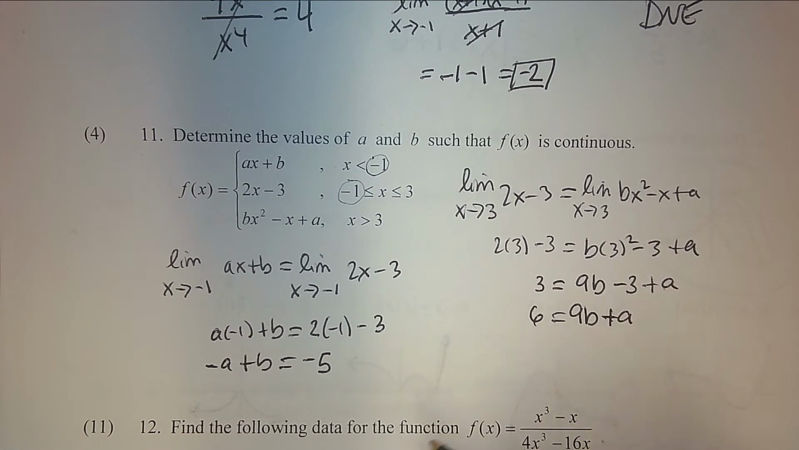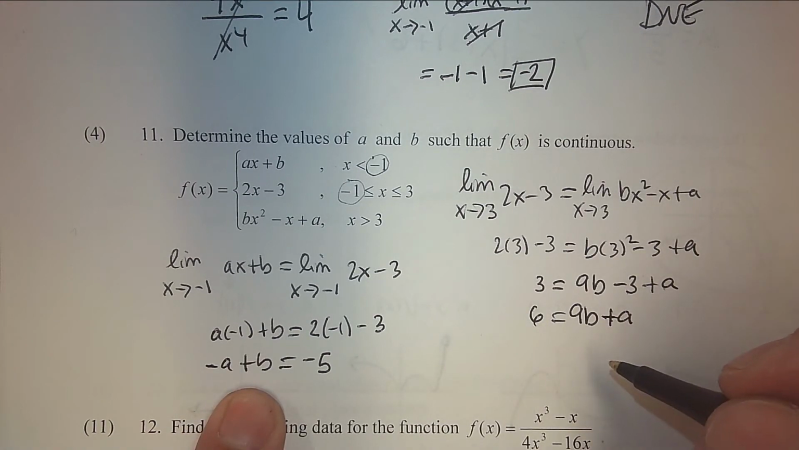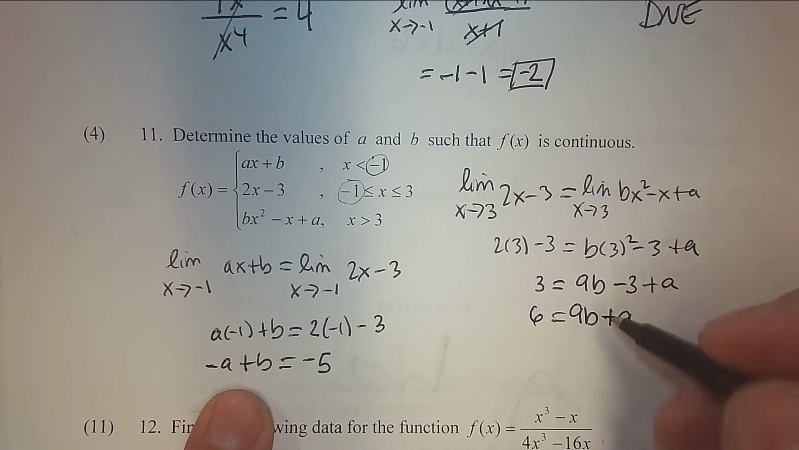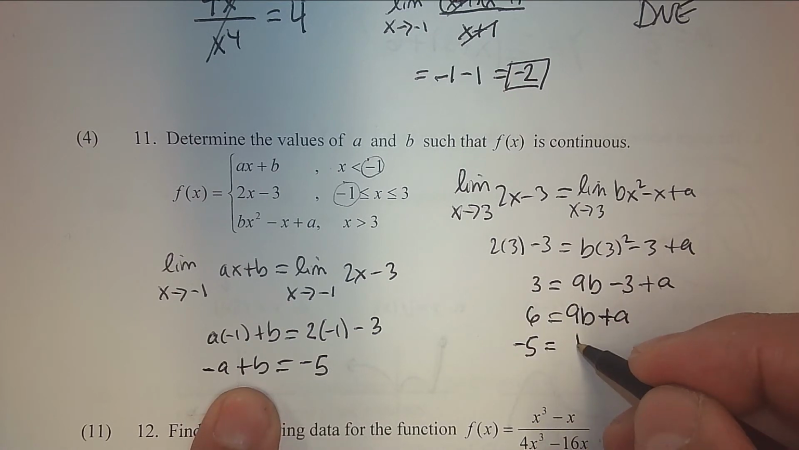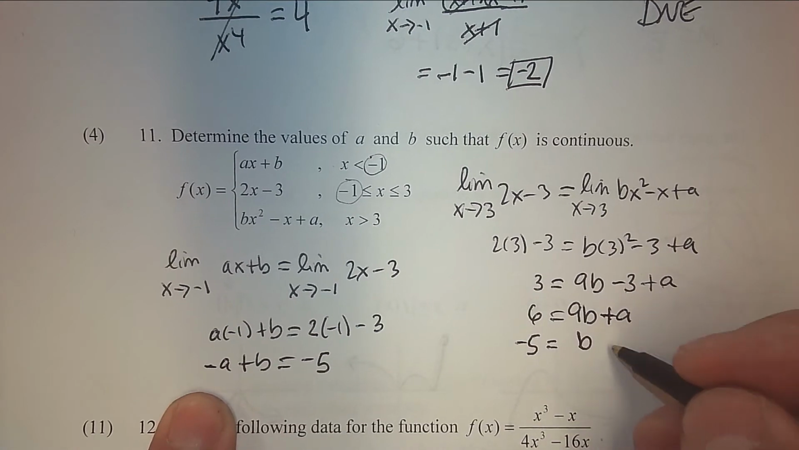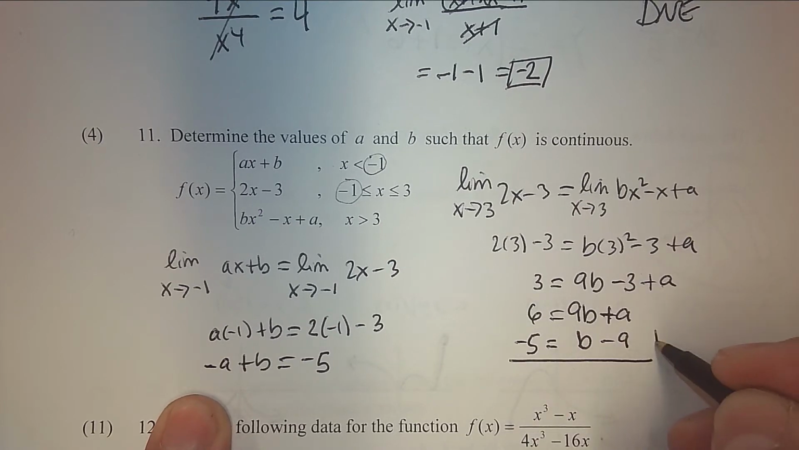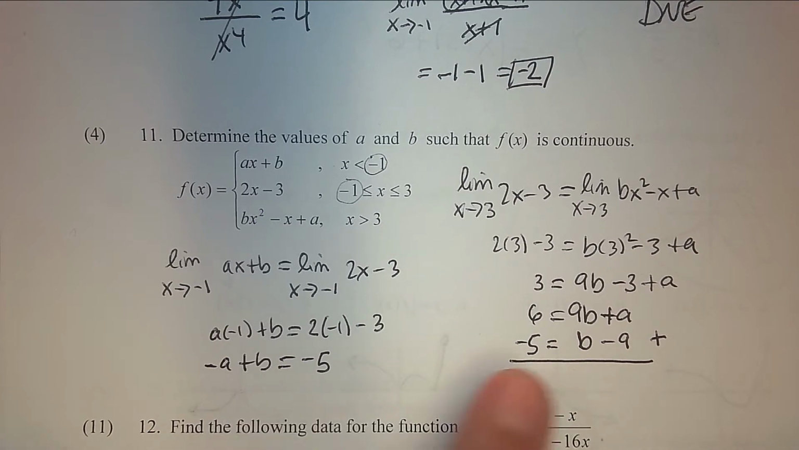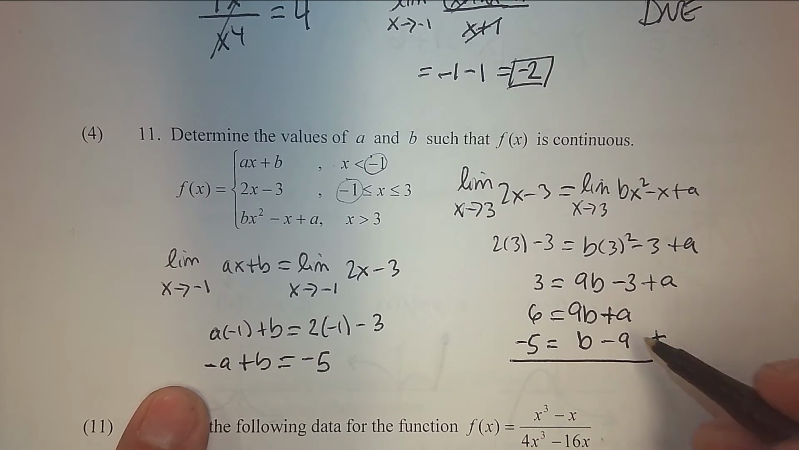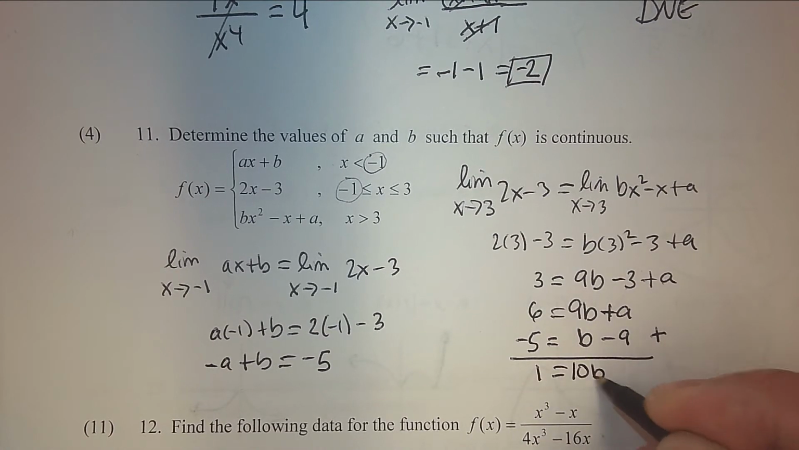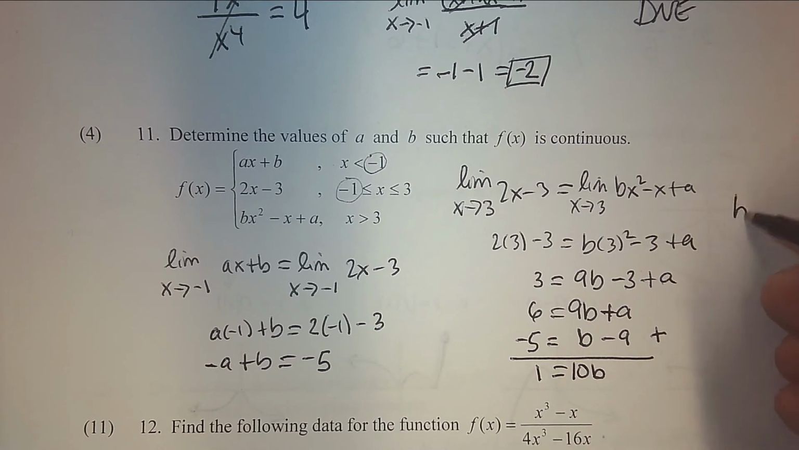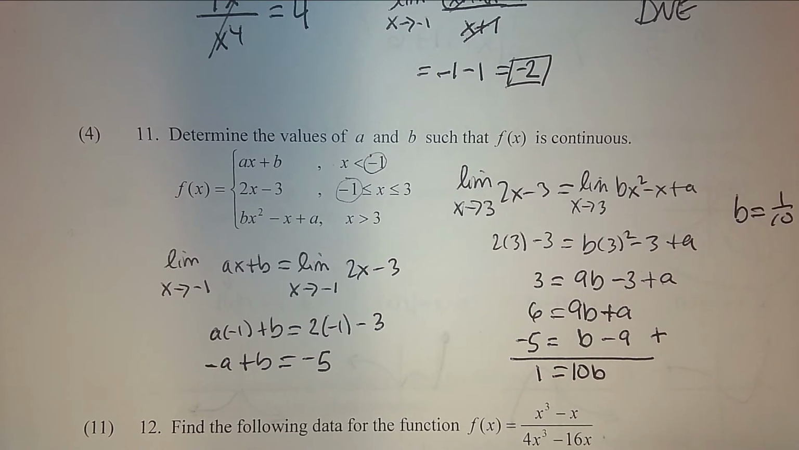Then I'm going to take the first equation that I just came up with, which is negative a plus b equals negative 5. Now I'm going to rearrange it a little bit so they line up. So the negative 5 I'm going to put underneath the 6. The b I'll put underneath the 9b. And the negative a I'll put underneath the a. So we have like terms underneath each other. They're still the same equation. But obviously you can see the a's eliminate when you add them together. So you get 1 is equal to 10b. And then when you divide, you have one answer. So b is equal to 1/10.